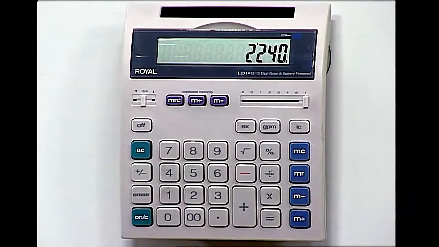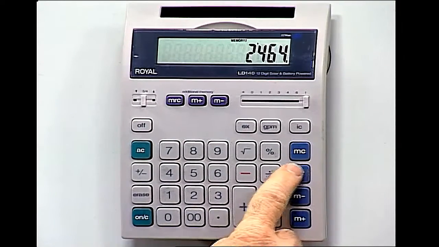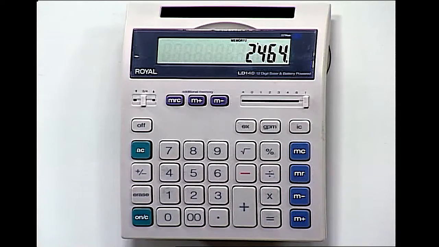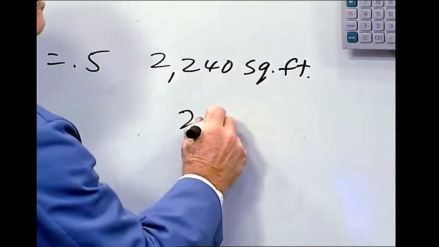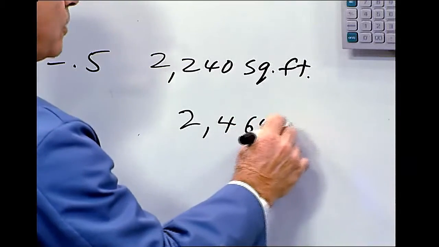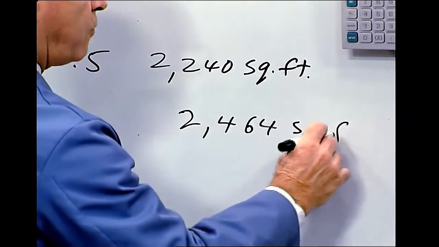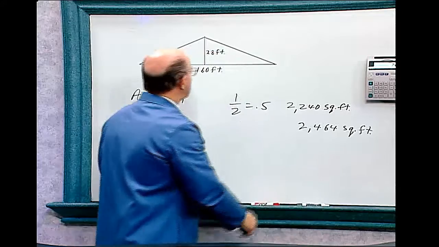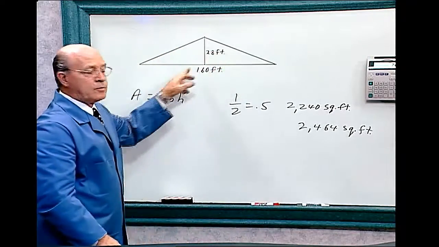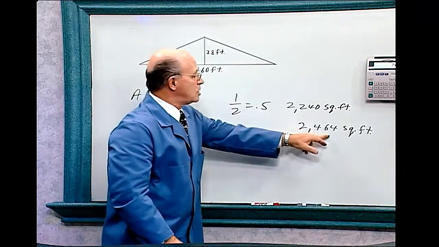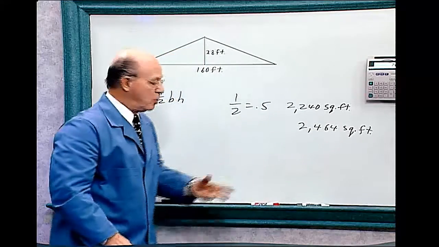We put that amount into memory by pressing memory plus, and we multiply that by 10%. 10% equals 224. Again, we press memory plus and memory recall. So now the new amount is 2,464 square feet. So to cover this triangular roof, we need 2,464 square feet of press board.